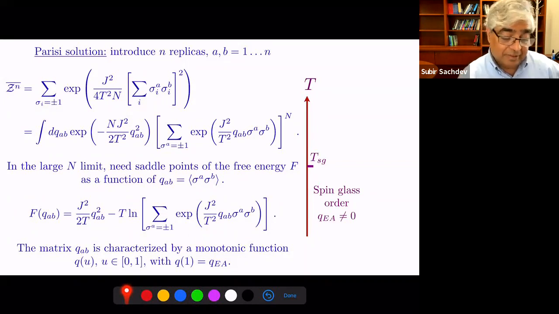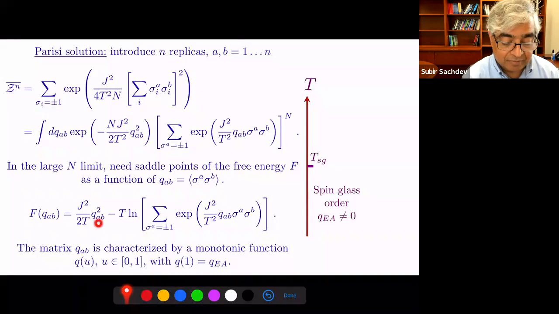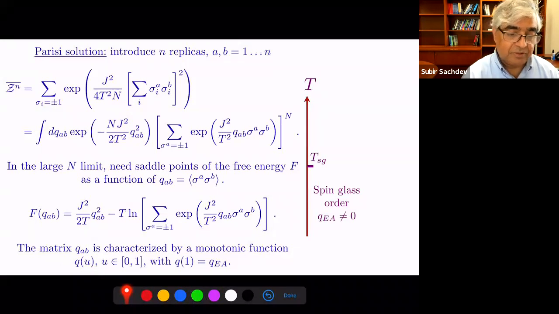And so there's a lot of complications there having to do with the structure of this matrix Q_ab, which Parisi characterized. It breaks replica symmetry, so it's not just equal to the same number for each a and b, not equal to each other. It's characterized by a function called Q(u), sometimes called a Parisi function. And the Edwards-Anderson order parameter is the value of Q at 1. So it goes between 0 and 1.